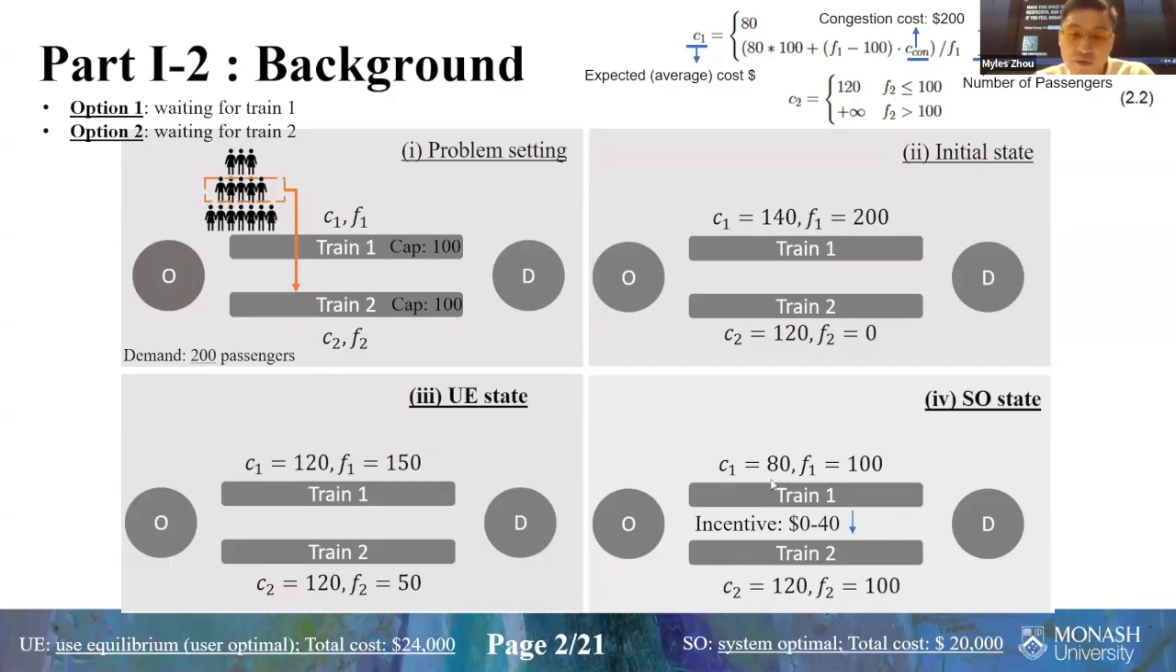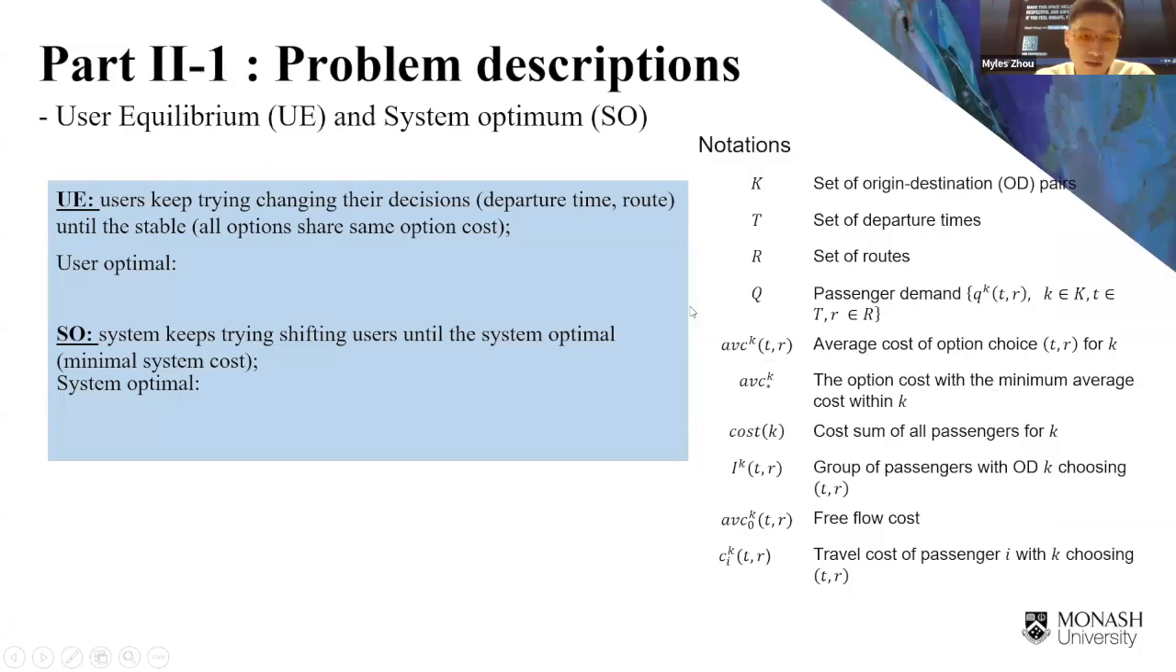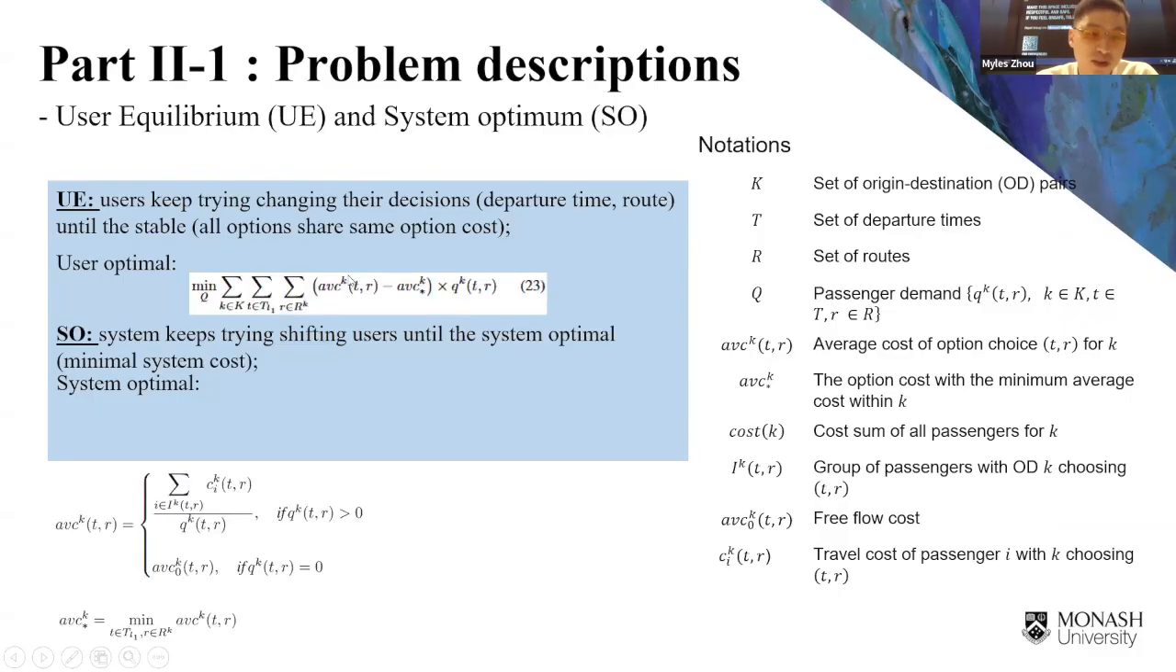If we want to design some incentives, of course, we need to know more about the user equilibrium modeling and the system optimal modeling. Let's see how we model the user equilibrium problem and the system optimal problem. As we discussed in the previous slide, in the user equilibrium model, the users keep changing their decisions until the system is stable. All options will share the same option cost. So we define the objective function to minimize the difference among different options.